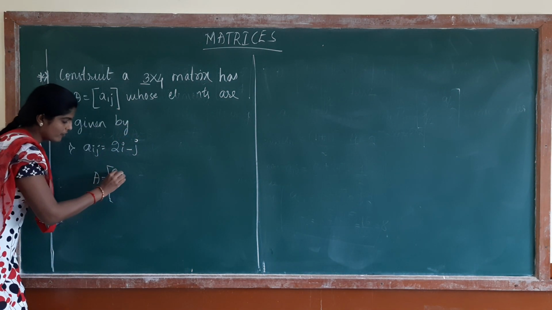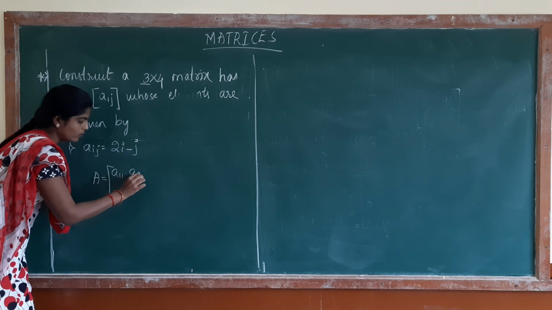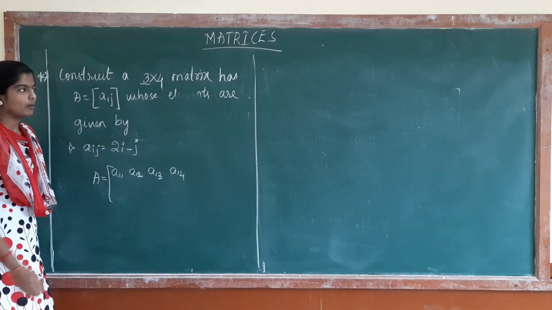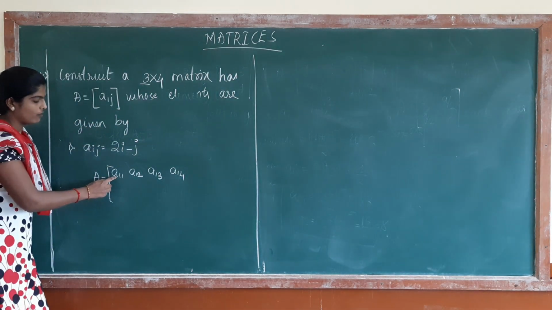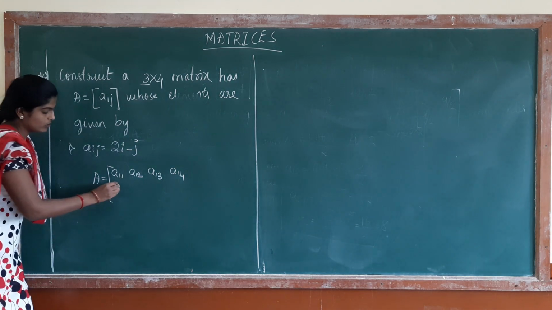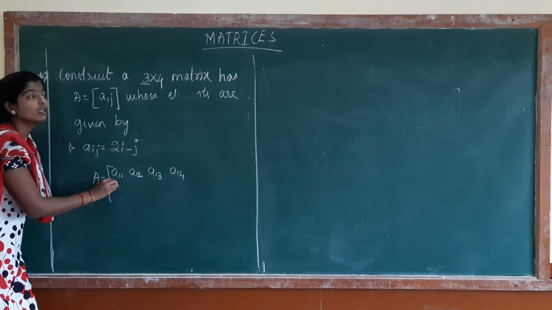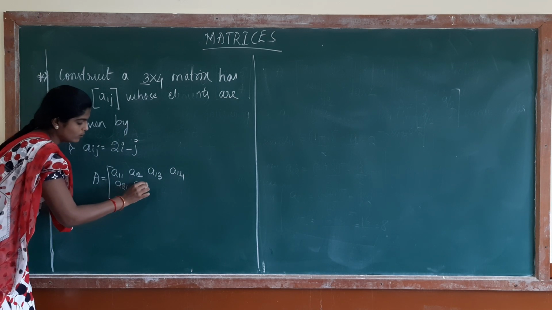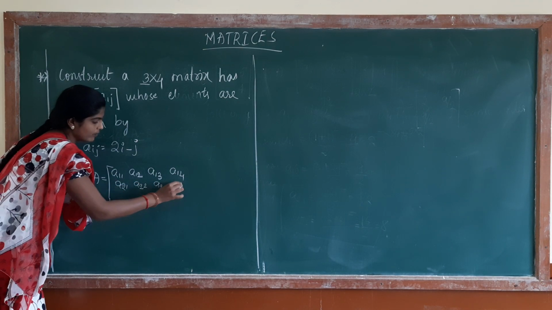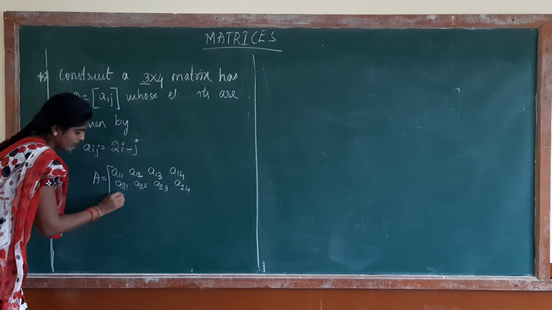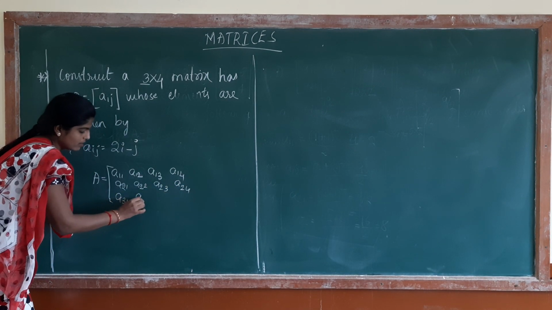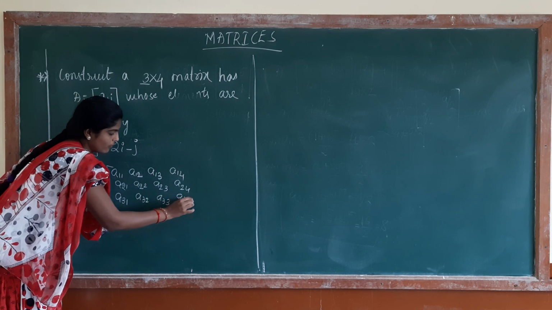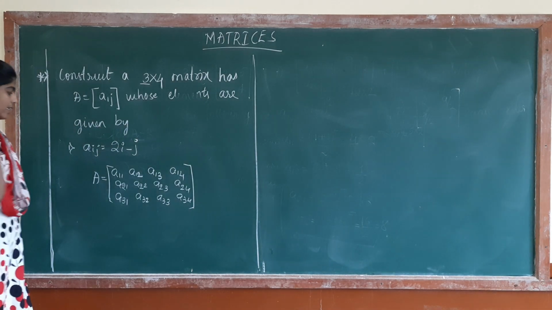That is A11, A12, A13, A14, because the number of columns is 4. 1, 2, 3, 4. So the number of columns is 4 and this is the second row. That is A21, A22, A23, A24. Next A31, A32, A33, A34. So consider the first one, that is A11.